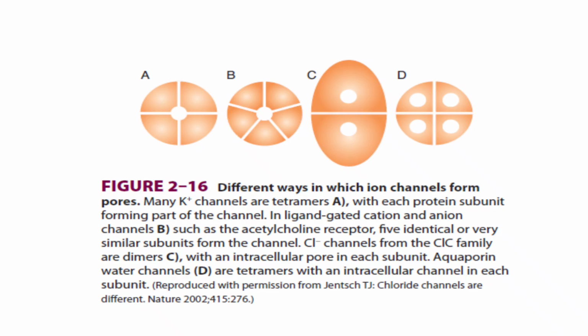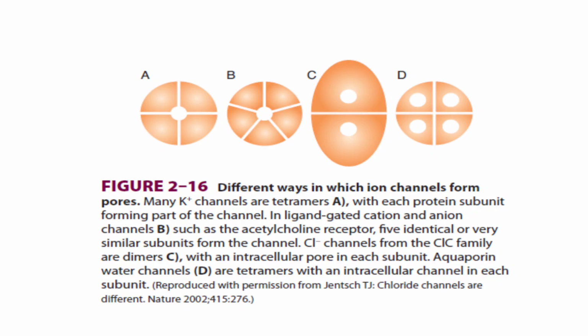It is formed by tetramers. That is, it is a tetramer formed by 4 subunits and the pore is in the central part. The second channel is the ligand gated acetylcholine receptor channel. It is a pentamer and the pore is in the central part.